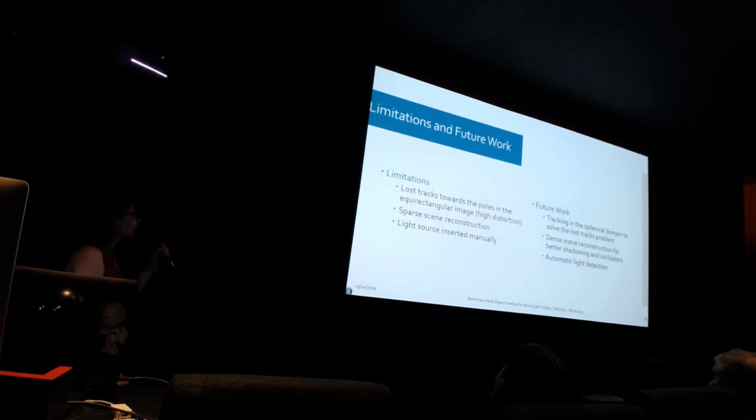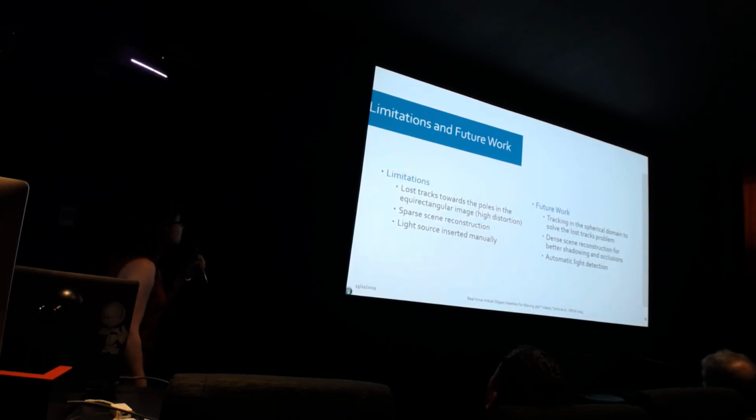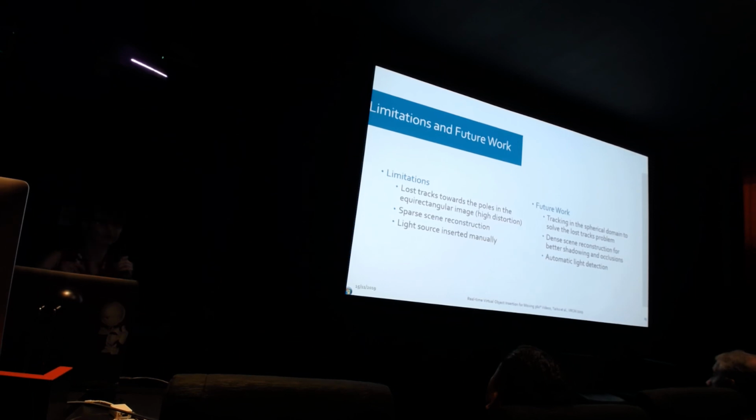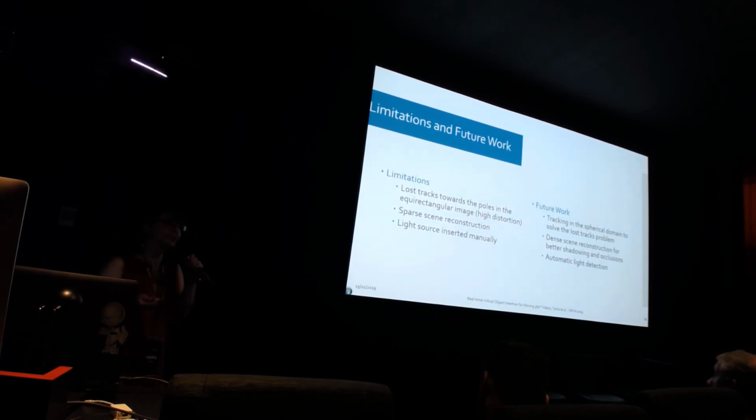Of course, there are some limitations, and they set the direction for future work. So, first of all, tracking is lost close to the poles in equirectangular images because of the high distortion. And moving the tracking from the image domain to the spherical domain may solve that problem.